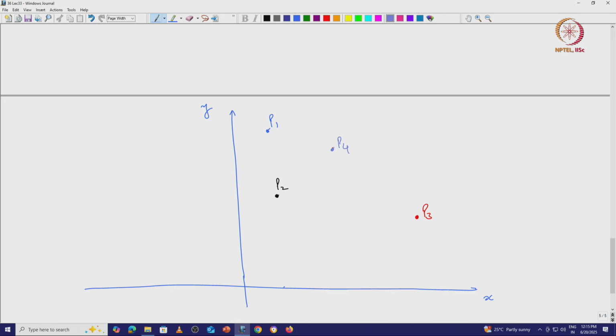So using yet another color, it will be marked at 2 comma 6. So 2 is here and then 6 will be here. Okay. So these are the 5 points that we have, and you know that cluster 1 is P1 and P4. So this is essentially cluster 1, and cluster 2 is P2, P3 and P5.